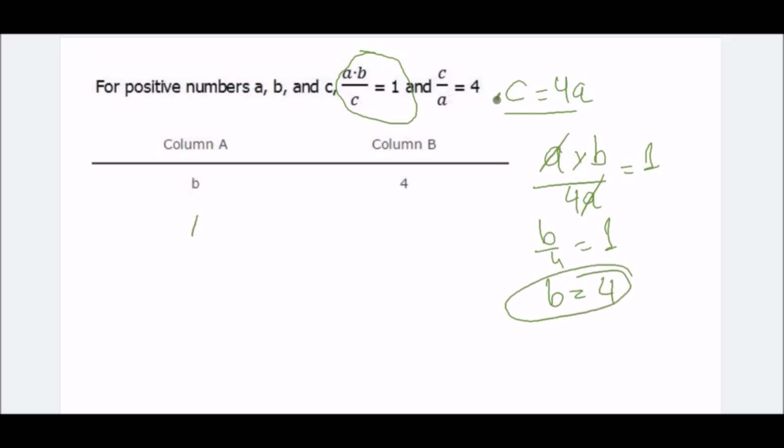So what do we get for the B value? 4, and here is also 4. So both quantities are equal. The answer will be option C.